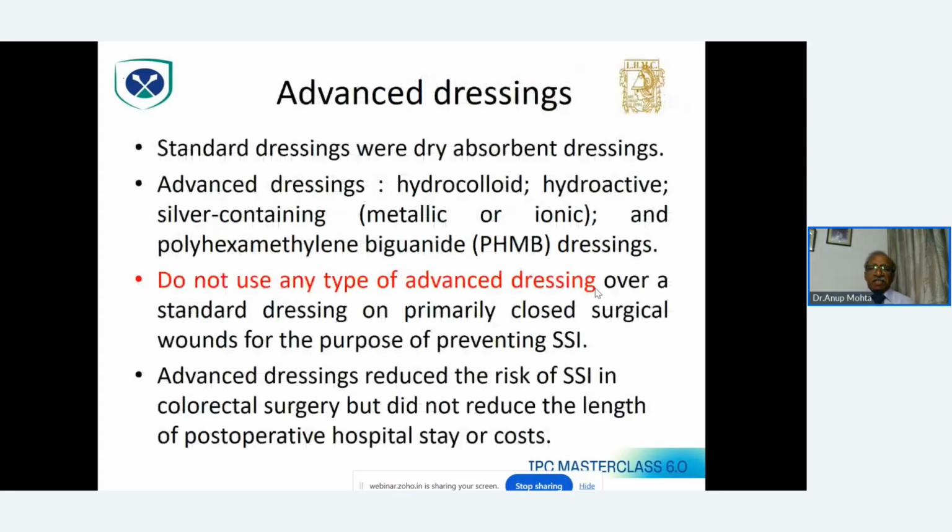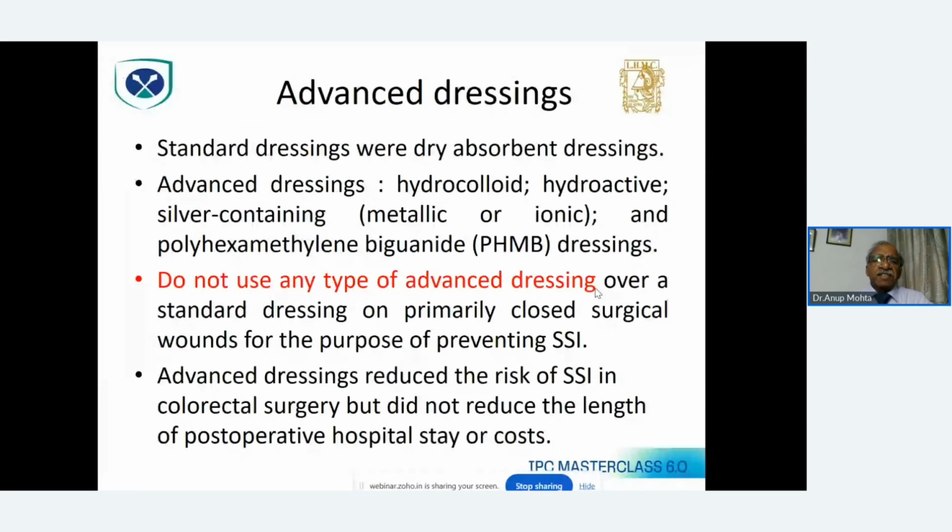This is another new kid on the block, you can call it, advanced dressing. Every alternate day, the market produces advanced dressings for wound care. The standard dressings we use are the dry absorbent dressings, which consist of gauze pieces and all that.